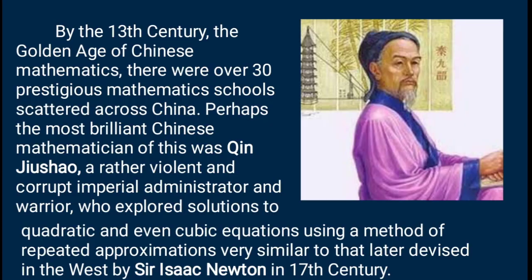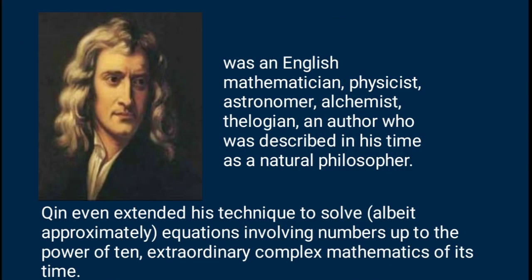By the 13th century, the golden age of Chinese mathematics, there were over 30 prestigious mathematics schools scattered across China. Perhaps the most brilliant Chinese mathematician of this time was Qin Jushao, a rather violent and corrupt imperial administrator and warrior, who explored solutions to quadratic and even cubic equations using a method of repeated approximations very similar to that later devised in the West by Sir Isaac Newton in the 17th century.